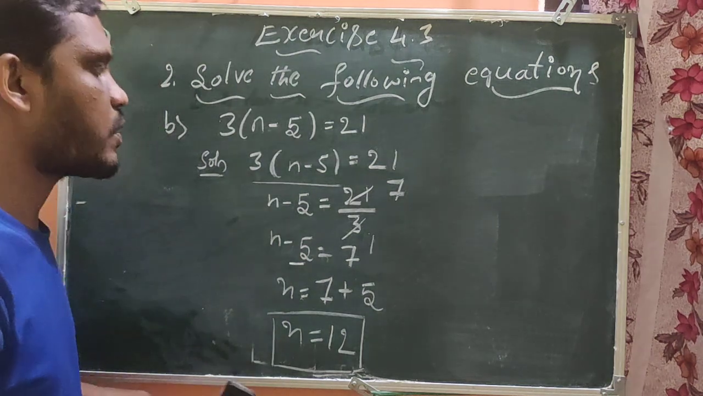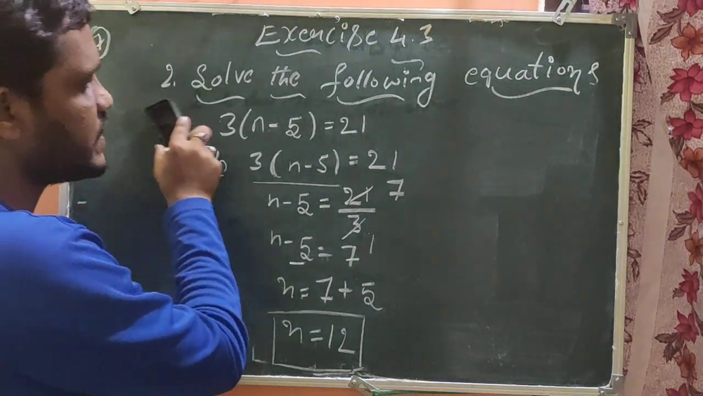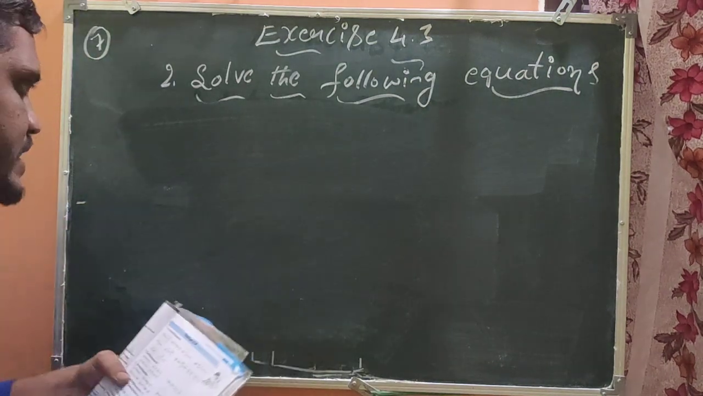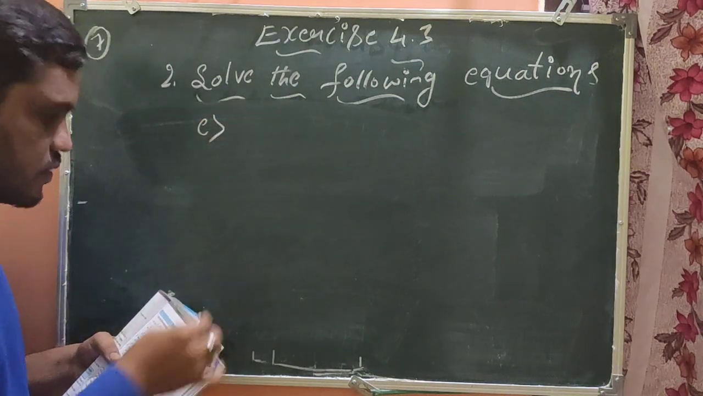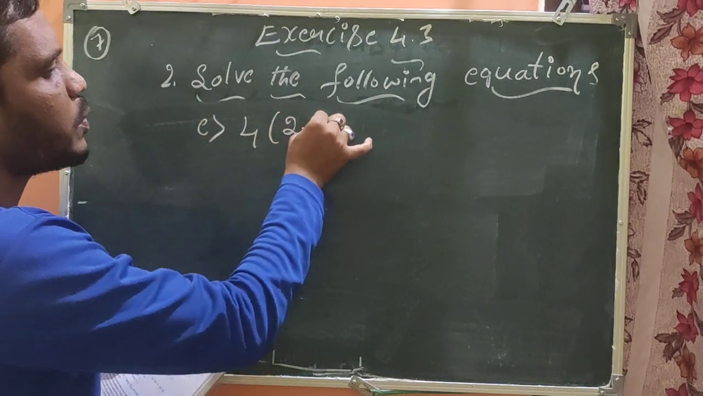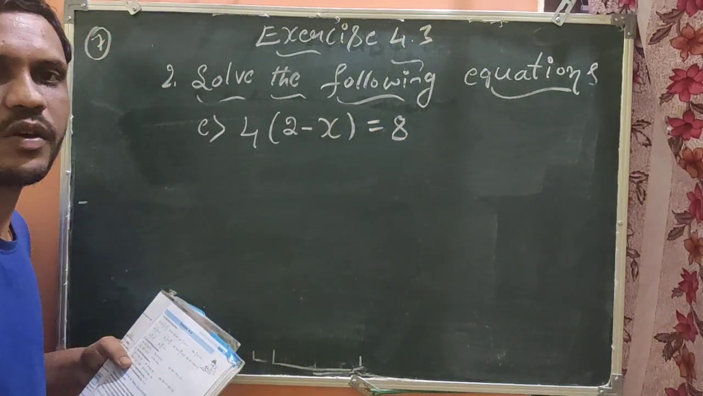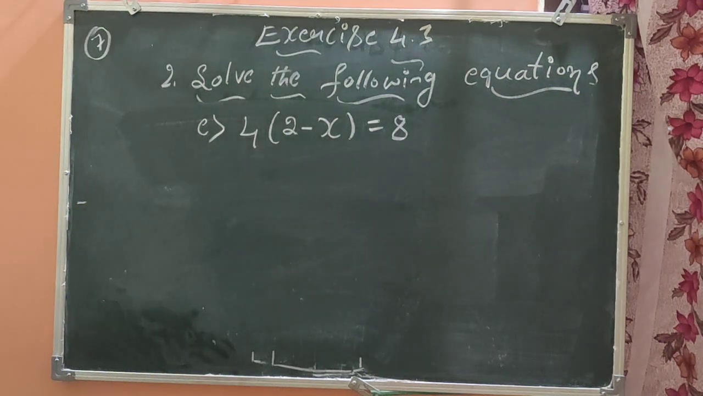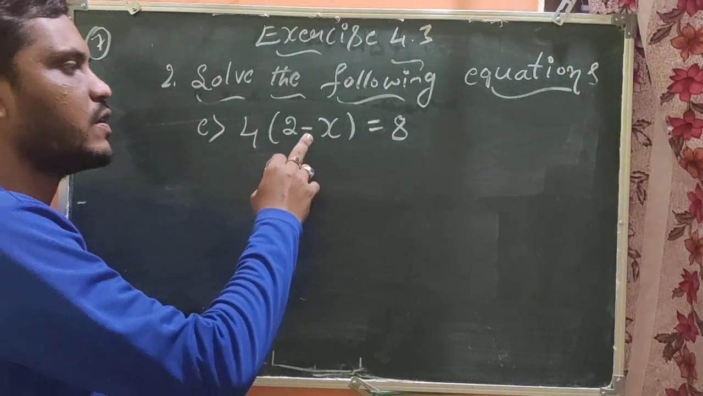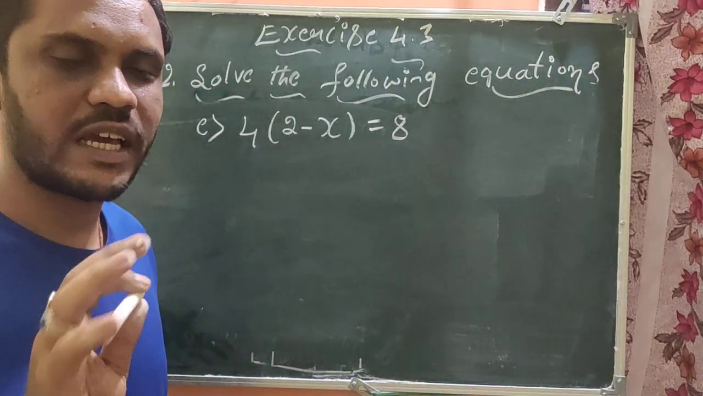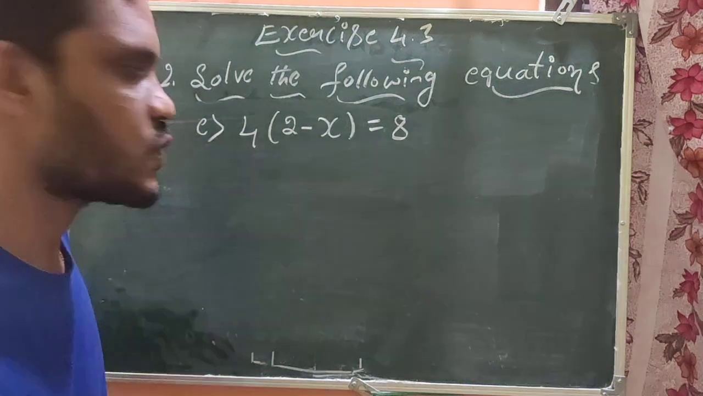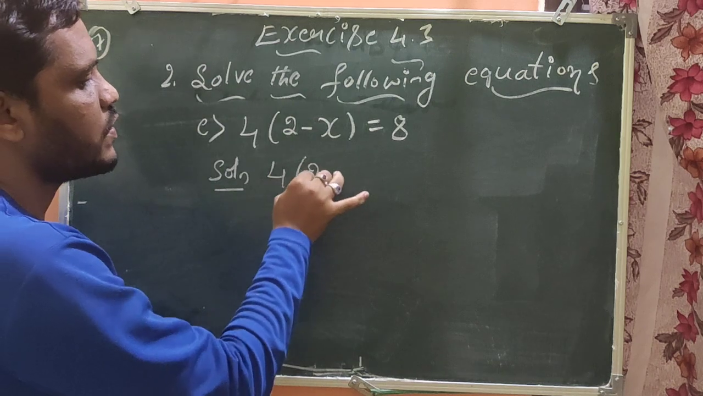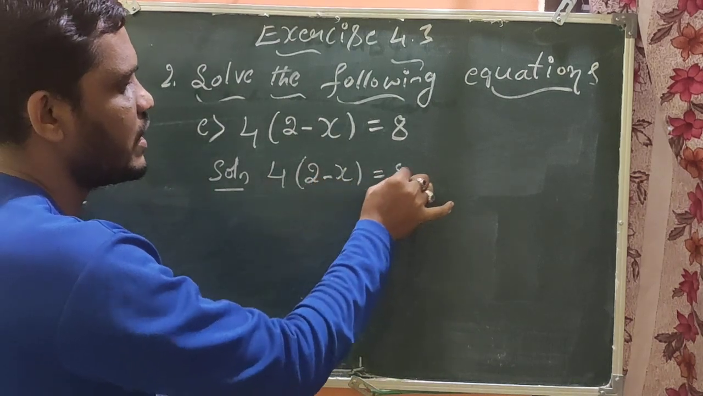Okay. Once again, one more problem. Third one. So I will take the last one as an example, E. 4 times of 2 minus x is equal to 8. 4 times of 2 minus x is equal to 8. So here, for the x, a negative sign will be there. Don't think about that. We shall discuss it in the next one. We are going to solve the problem.